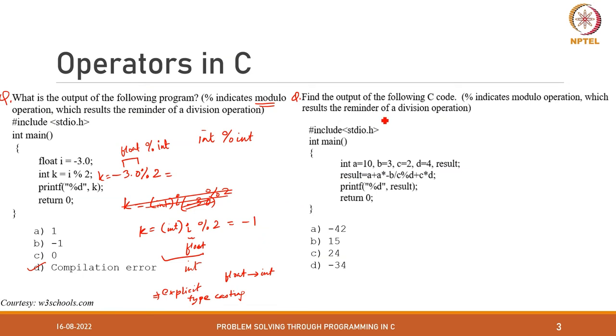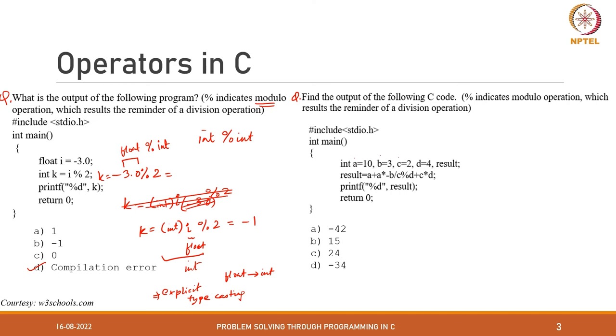The next question is find the output of the following C code. Here we have five different integer variables, four of which we have initialized. We have initialized A to be 10, B to be 3, C to be 2, and D to be 4. And then we have a variable called result, and we are writing it as A plus some expression of A, B, C, and D. So keeping in mind all the arithmetic operators and their precedence and associativity, what will be the answer of this code when we try to print result?